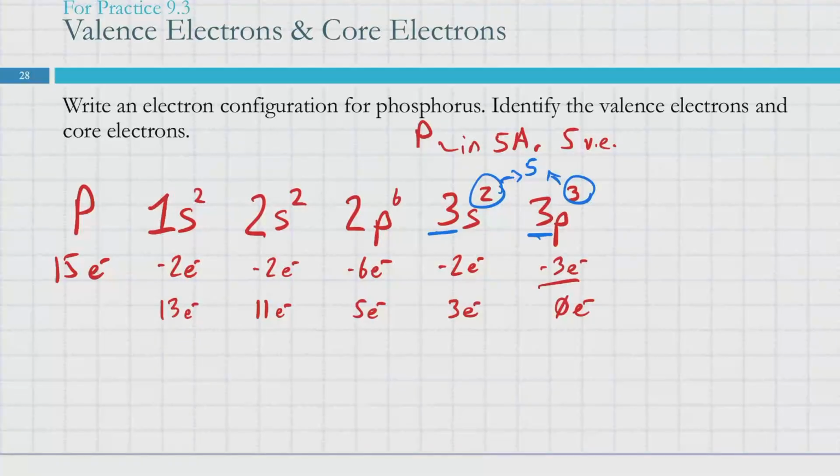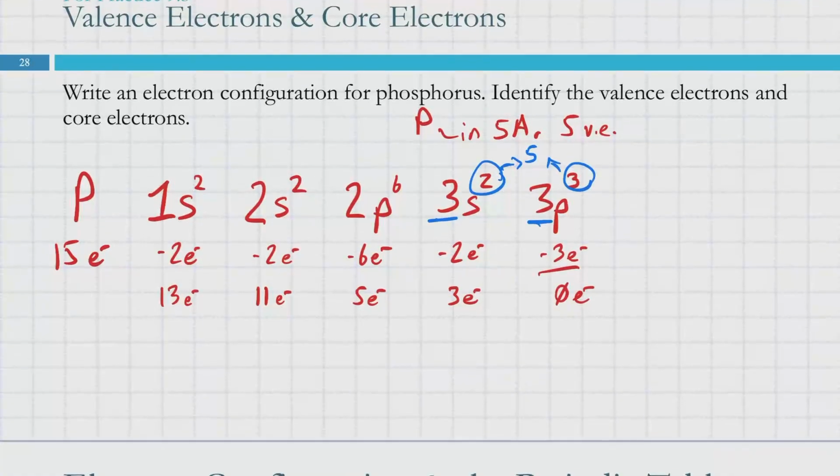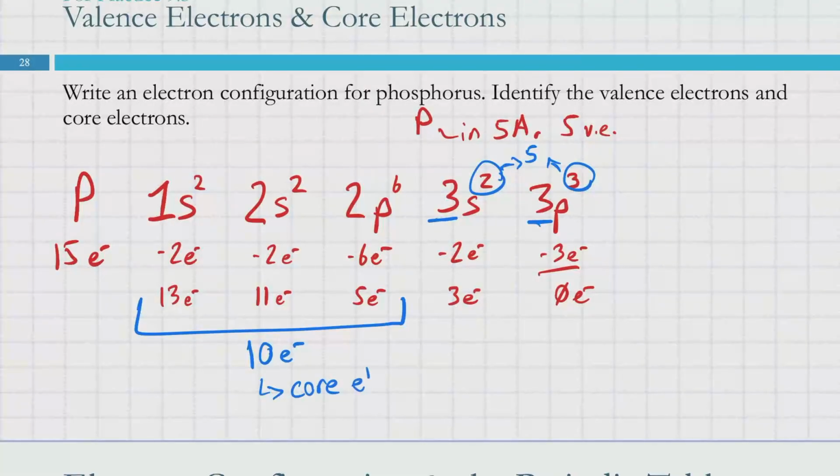This is one way that we could check our electron configuration, or we could remind ourselves of the number of valence electrons. And then the number of core electrons is everything below that. And so that's going to be everything that's in here. So we've got 10 electrons, and these are core electrons.